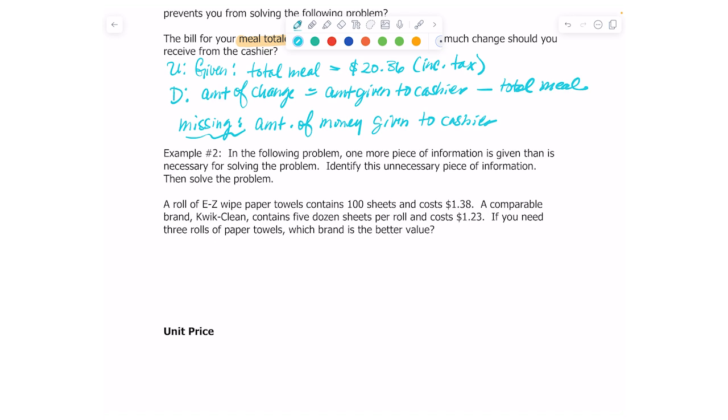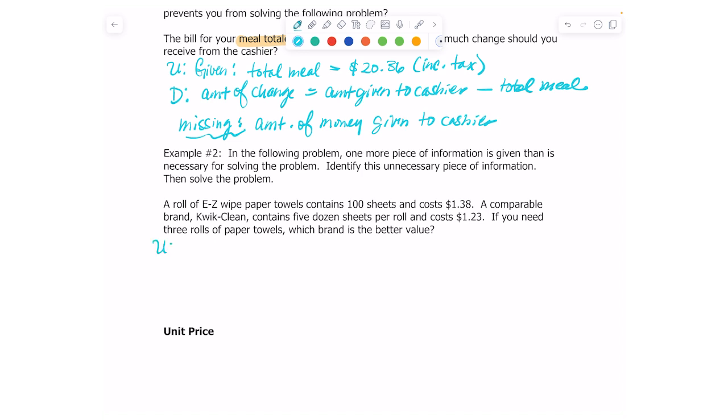In the next problem, one more piece of information is given than is necessary for solving the problem. We need to identify what that unnecessary piece of information is, and then we have enough information to solve the problem. So it says a roll of Easy White paper towels contains 100 sheets and costs $1.38. A comparable brand, Quick Clean, contains 5 dozen sheets per roll and costs $1.23. If you need 3 rolls of paper towels, which brand is the better value?